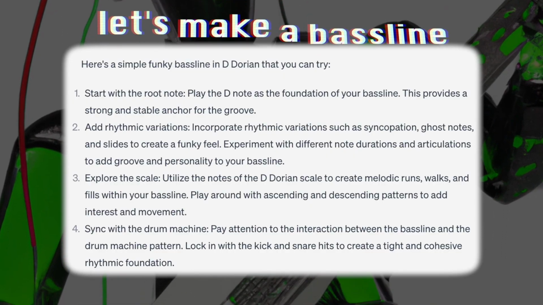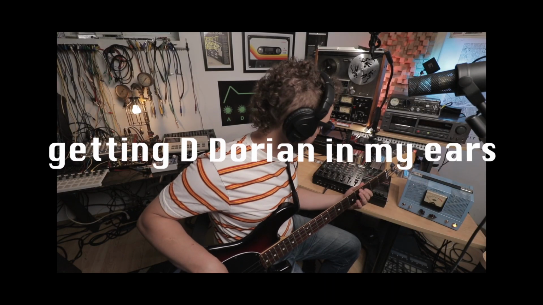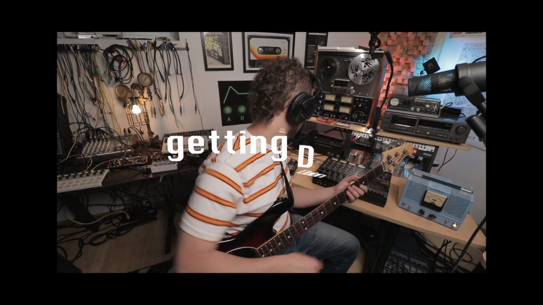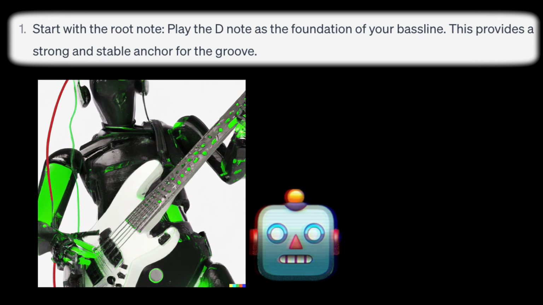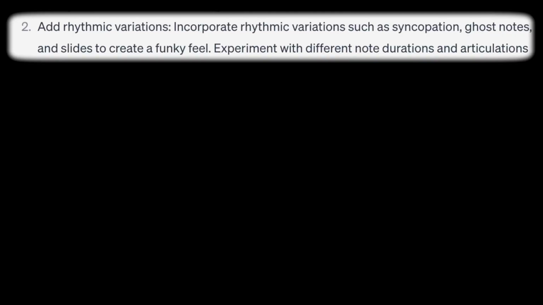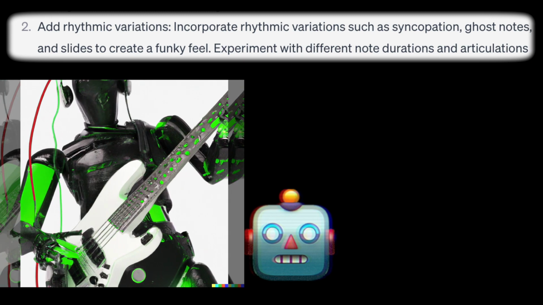"Here's a simple, funky bass line in D Dorian you can try. Start with the root note. Play the D as the foundation of your bass line. This provides a strong and stable anchor for the groove." Yes, this is correct, and there are fun ways of getting to the root, though. "Add rhythmic variations. Incorporate rhythms, syncopation, ghost notes, and slides to create a funky feel." Sliding is a fun suggestion.